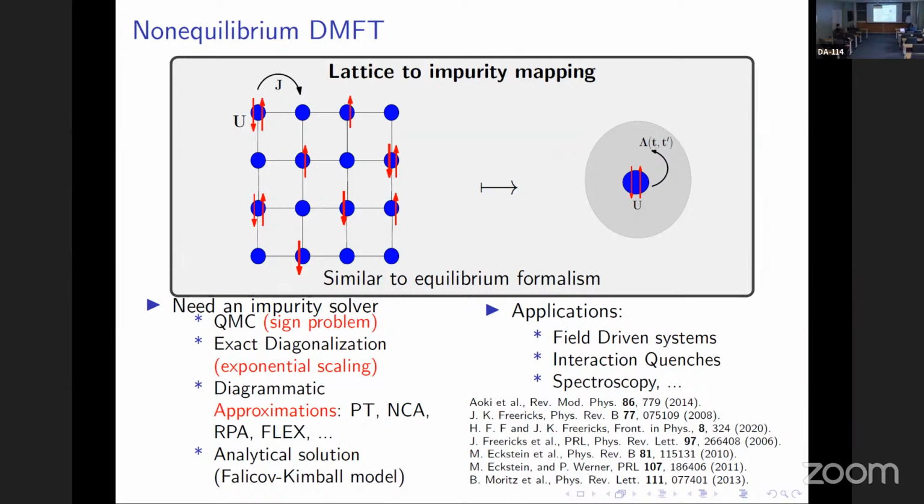And this, again, is one of the advantages of the Falicov-Kimball model. Not only is it going to allow us to study Mott physics, but it also has an analytical solution in this context, which is quite an advantage. And then you can apply your non-equilibrium DMFT to a variety of problems, and this has been done in the literature. Folks have done field-driven systems, interaction quenches, spectroscopy, and so on.